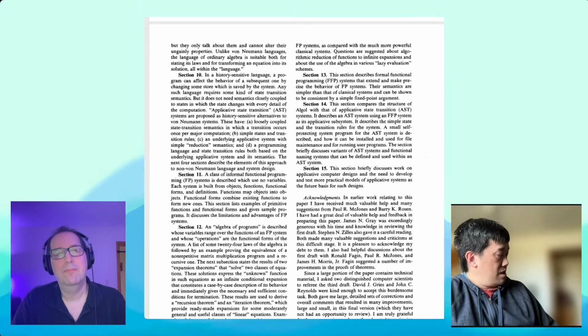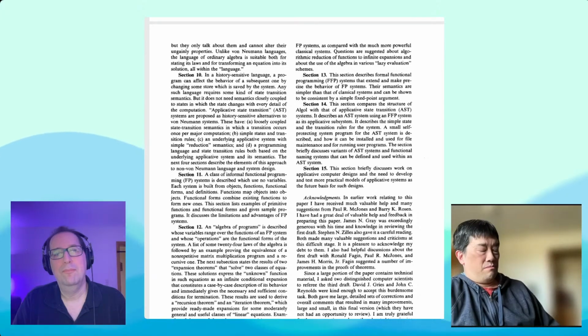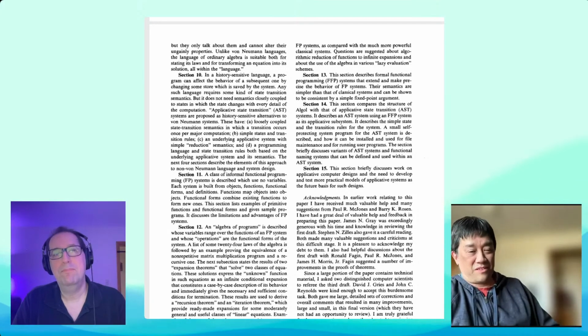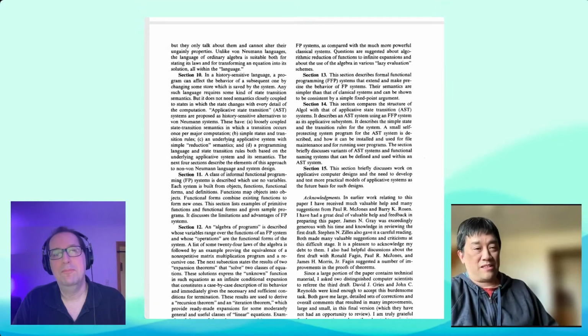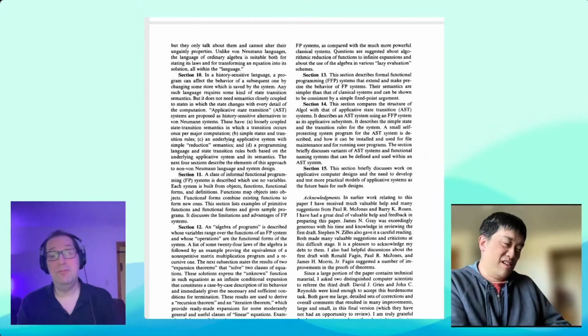It's like writing a paper about a complicated analysis of a sorting algorithm without citing Knuth Volume 3, right? Even if you've never looked at Knuth Volume 3, you have to cite it because that's where all the material came from, right? So it's an influential paper.